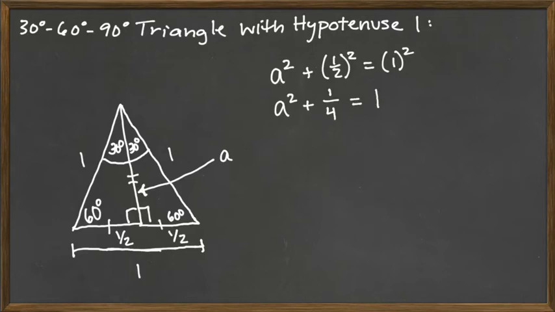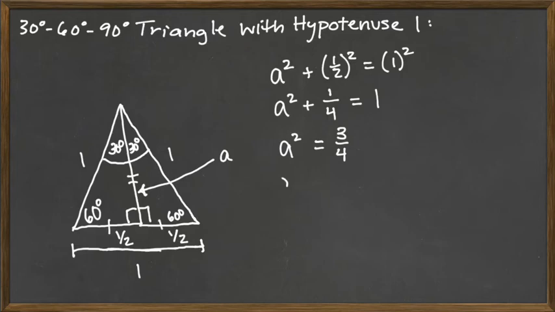which is simply 1. And I want to solve this equation for A, and I notice that there's only one term that has A in it, and it happens to be A squared. So I'm going to isolate that A squared term first by subtracting 1/4 from each side. And so I have 1 minus 1/4 would be 3/4 there is equal to A squared.